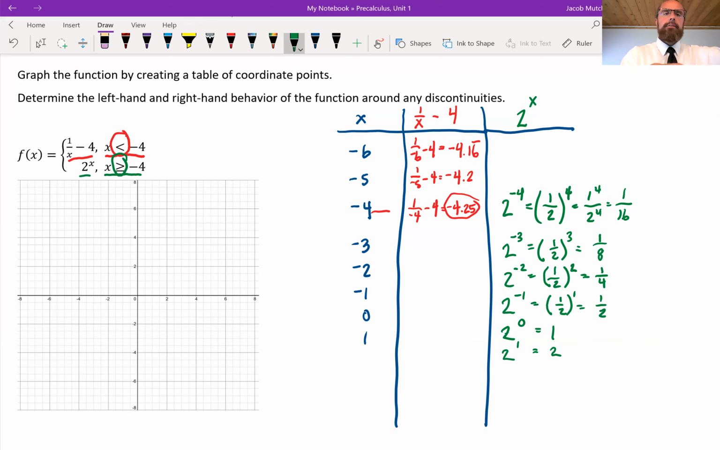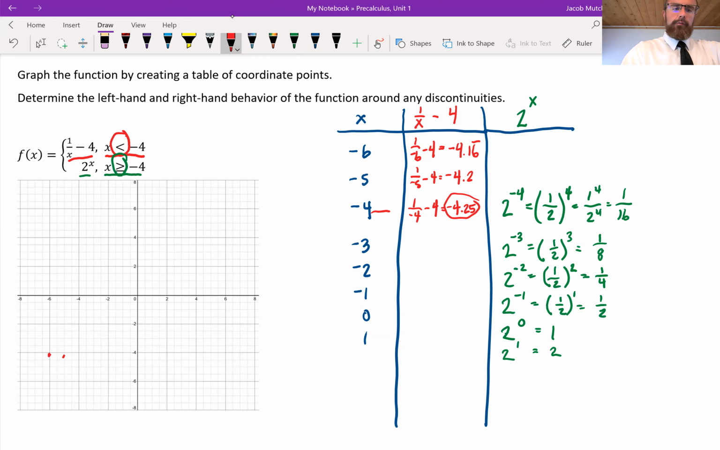I'm going to start graphing this left-hand part of the piecewise function in red. So at -6 we're at negative 4.16, so very close to negative 4. At negative 5, we're at negative 4.2.